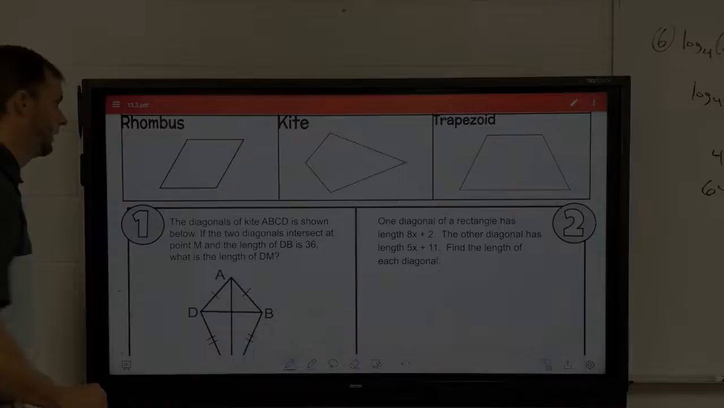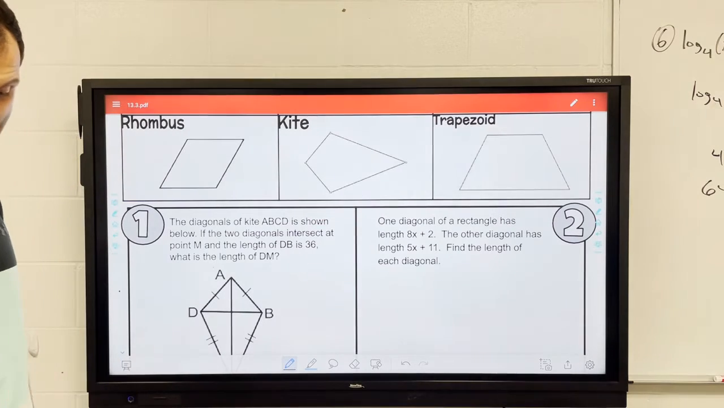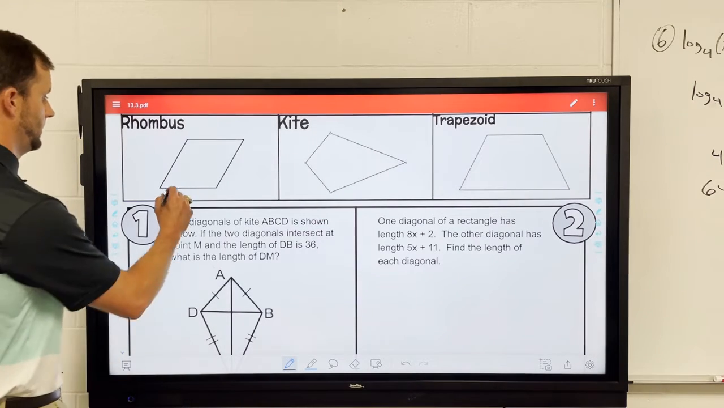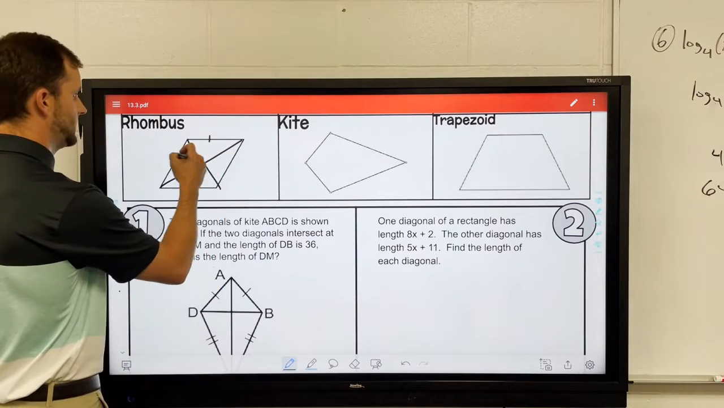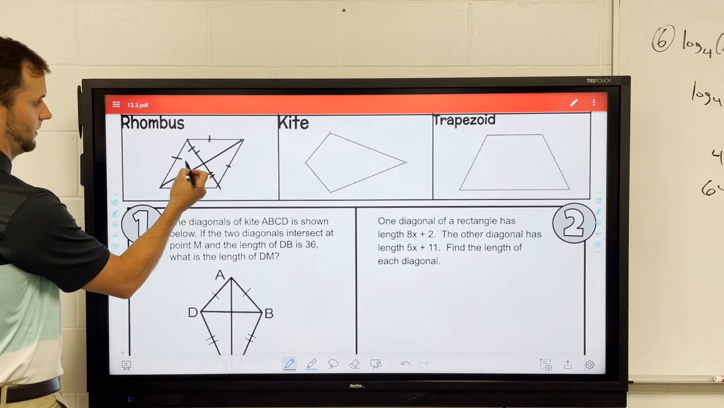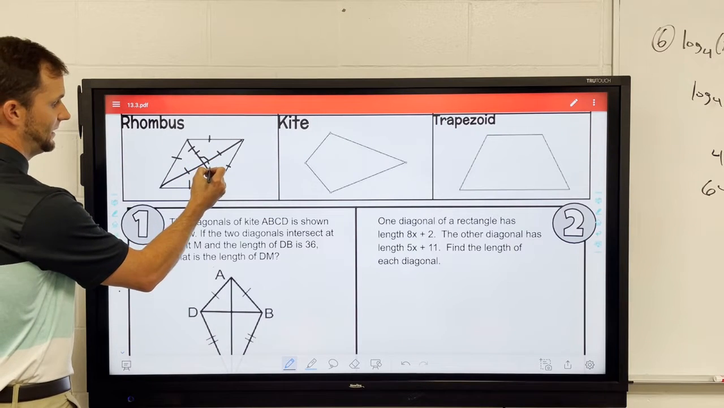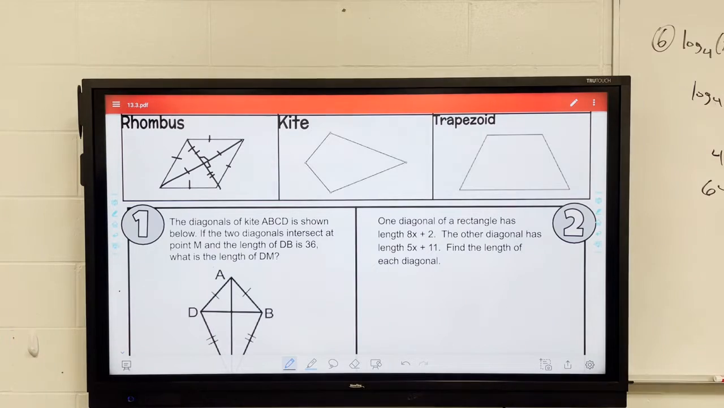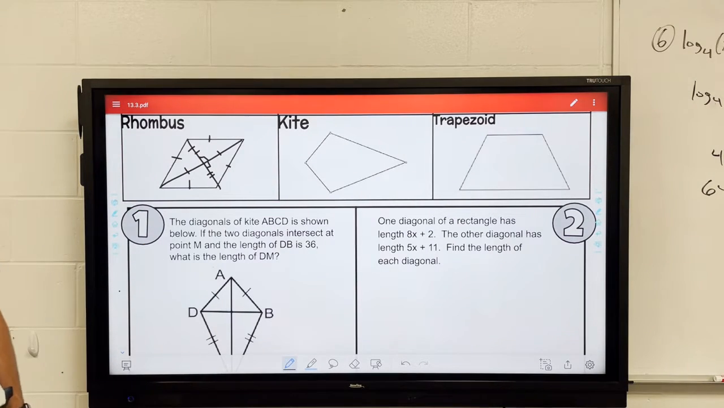Okay, the next thing we're going to look at is a rhombus. On a rhombus, the diagonals are going to bisect each other. If I draw a rhombus here, remember, all the sides are congruent. That means these diagonals are going to bisect each other. And then also, these are going to make a 90-degree angle right there in the middle. So those diagonals are going to end up making a 90-degree angle. They're perpendicular to each other.